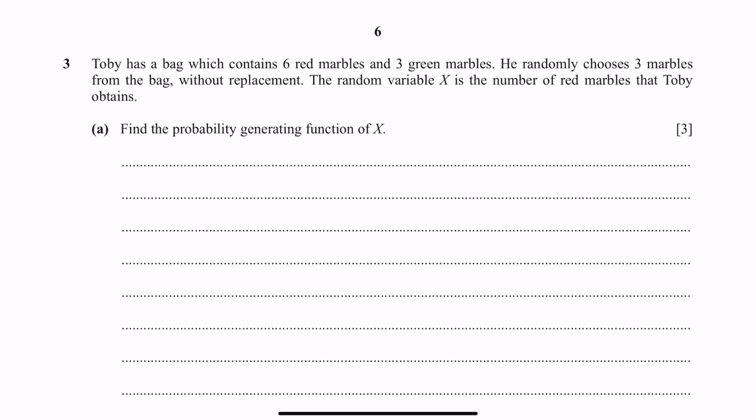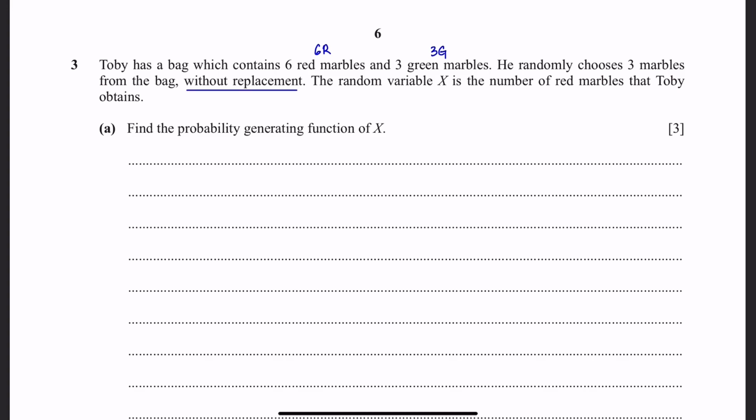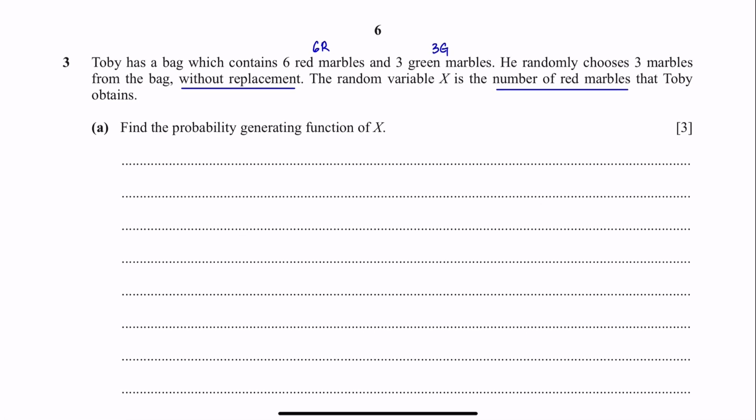Question 3. Toby has a bag which contains 6 red marbles. So we have 6 red ones and 3 green marbles. He randomly chooses 3 marbles from the bag without replacement. The random variable x is the number of red marbles that Toby obtains. Find the probability generating function of x. So in total, we have 9 marbles. And he chooses 3 from the bag without replacement. So we can draw out the probability distribution table.